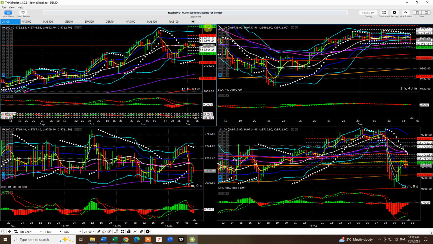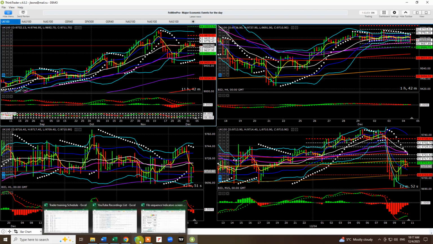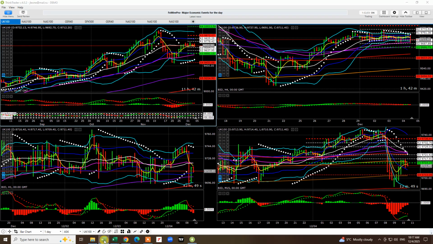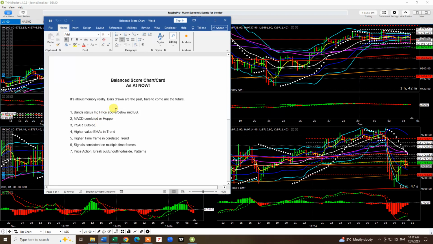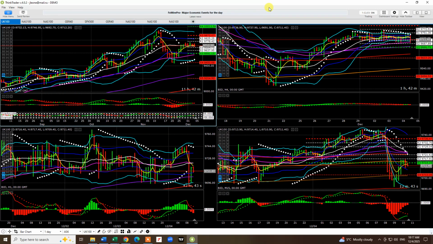It's not guaranteed, so you have to trade what you see. We cannot go against the signals, and the signals are the signals. It brings us right back to this document, the balanced score chart. Don't trade against what you already know. And of course, price action and indicators must concur, and if they don't agree, someone is telling you fibs and you really don't want to know.